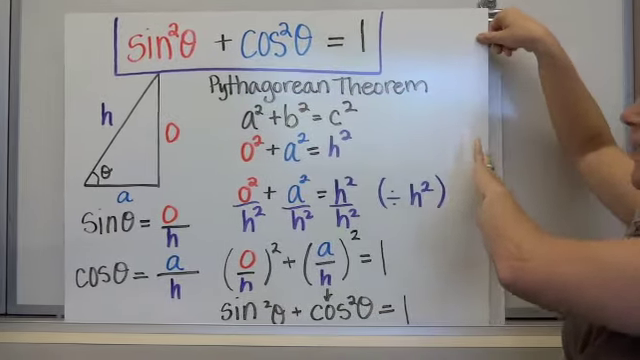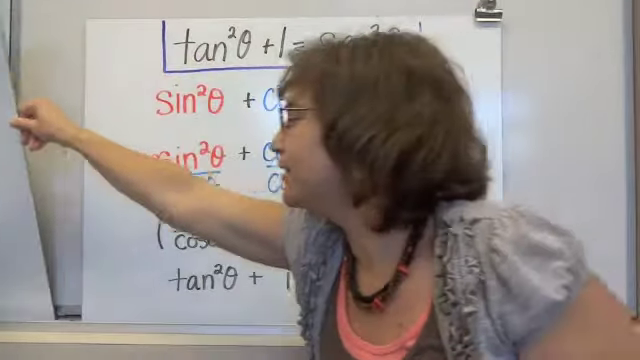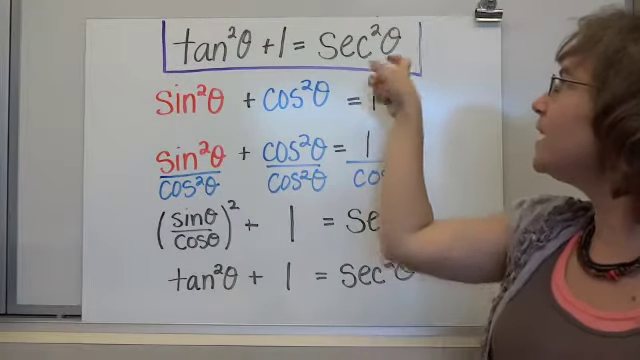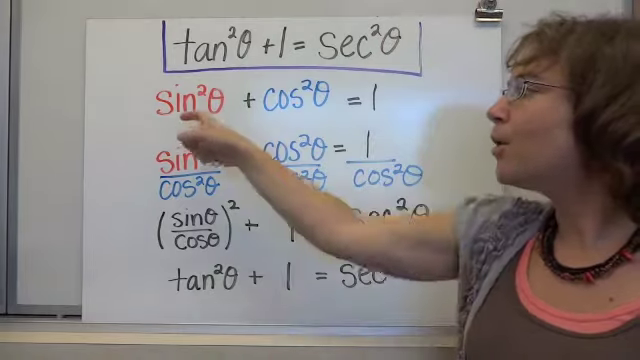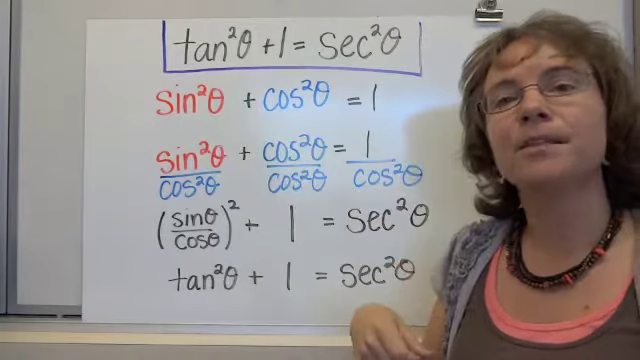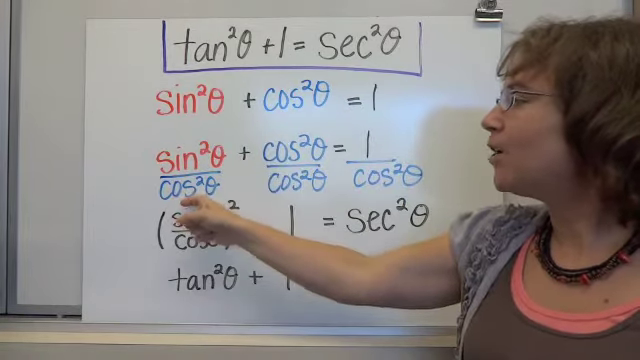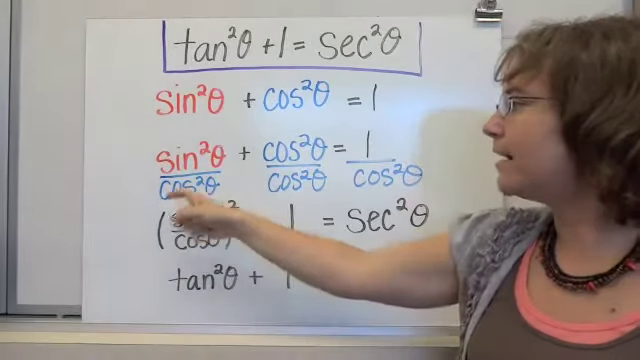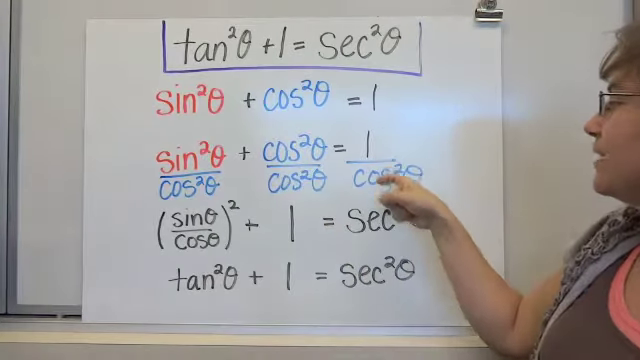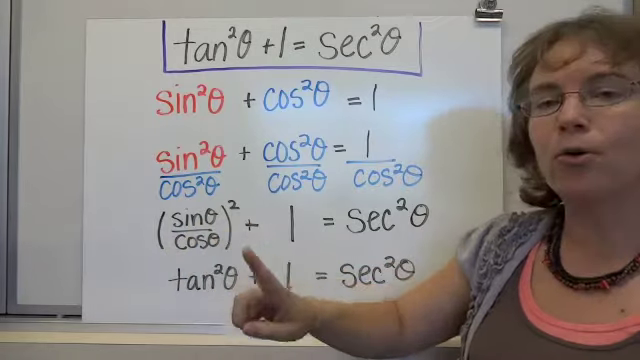Let's look at another identity. And we're actually going to use both of the other two identities we just looked at to check out this identity. Tangent squared theta plus 1 equals secant squared theta. So we're going to start with using this identity we looked at on the last board. Sine squared theta plus cosine squared theta equals 1. Now if we divide everything by cosine squared theta, divide sine squared theta by cosine squared theta, and 1 divided by cosine squared theta, we can rewrite this with parentheses around the whole thing squared.